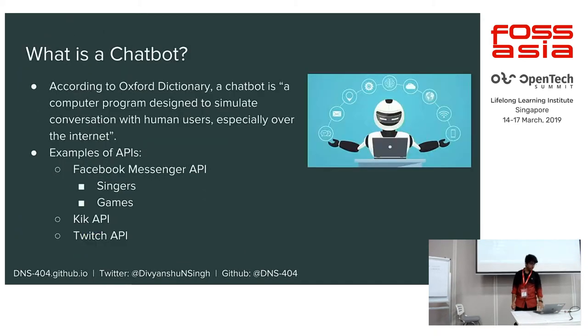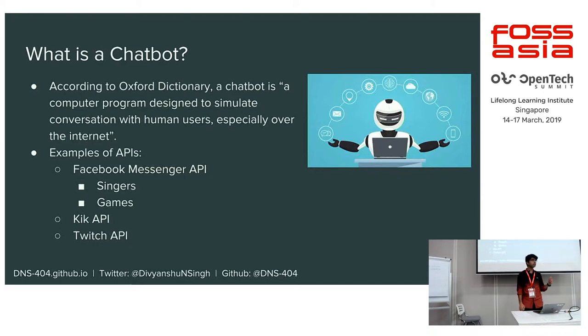So let's start. We're going to start with discussing what a chatbot is, because that needs to be clear. According to Oxford, a chatbot is a computer program designed to simulate conversation with human users, especially over the internet. There are two special keywords over here. First, it is designed to simulate conversation with human users. So basically a chatbot is a program with which you can talk. And especially over the internet, because if you're talking with it offline, then it's a robot, it's not a chatbot. Chatting is done online, that is why over the internet.